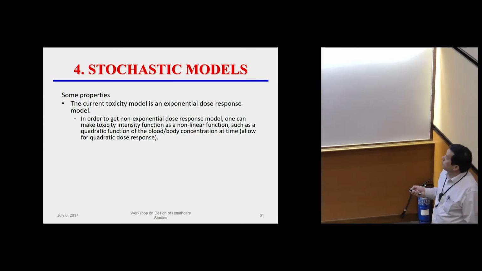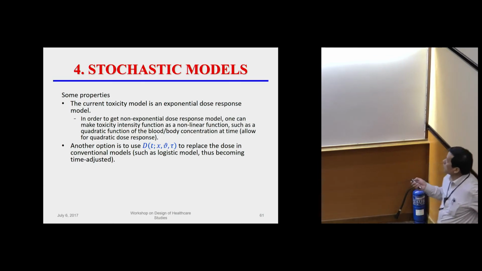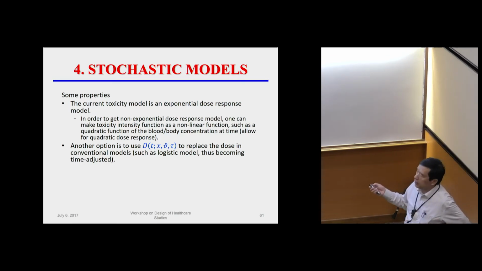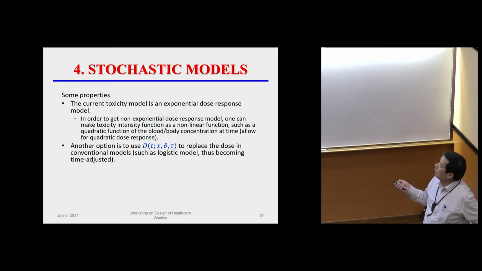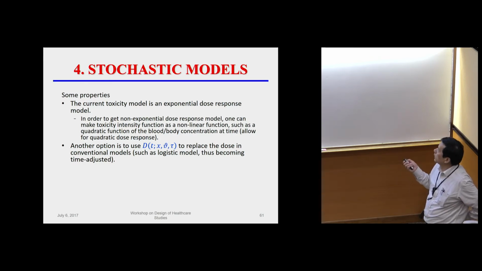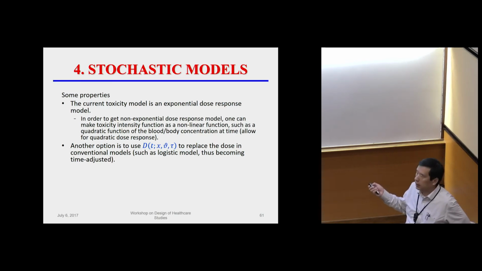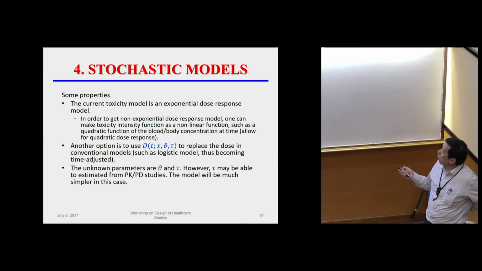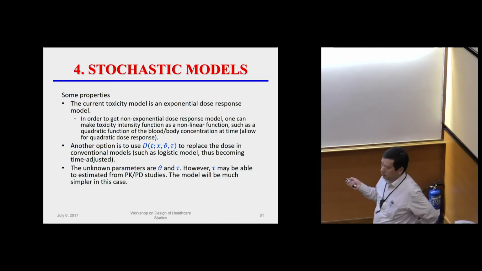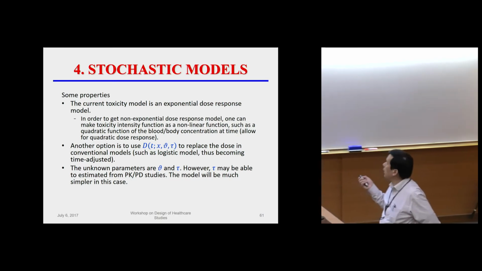So this one is one of the exponential family dose response models, right? In order to get a non-exponential dose response model, you can say, okay, instead of a linear function of dose D, you can use D squared or whatever, quadratic, but still in the parametric family. Another option is to use this D to replace the dose in conventional models, such as logistic regression for toxicity, say. I'm using this D for toxicity, right? And theta and tau, just two parameters, you can estimate from the data directly, or maybe we can borrow from a PK/PD study, because it's very much similar to the intake and discharge parameters.